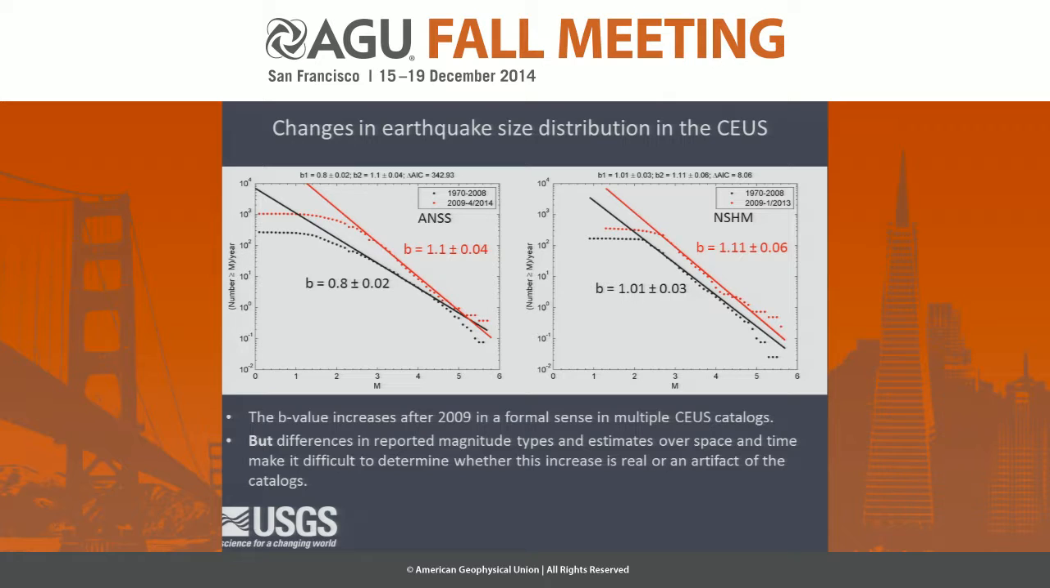I'm showing here the frequency magnitude distribution for the ANSS catalog, and then the National Seismic Hazard Map catalog. The black dots represent the earthquakes that occurred before 2009, and the red dots are the earthquakes that occurred after 2009. You can see that in both catalogs there is a statistically significant increase in the b value from about 0.8 or so to 1. But the amount of this increase differs between the two catalogs. In fact, differences in both the reported magnitude types and magnitude estimates in these larger scale catalogs in space and time make it difficult to determine whether this increase in b value is real or whether it's just an artifact of the different catalogs being used. So that's still kind of up in the air.